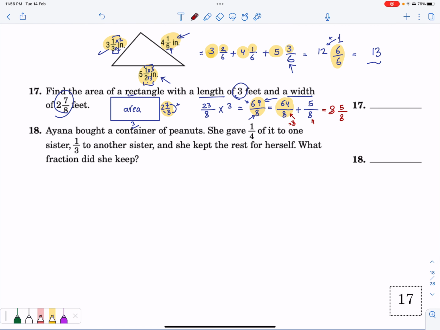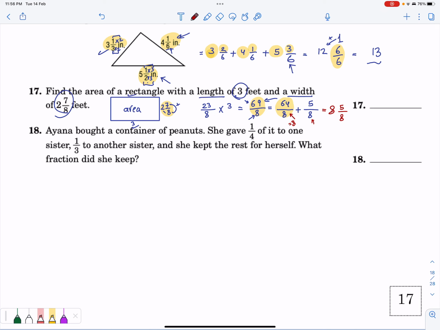Question 18 says, Ayana bought a container of peanuts. She gave 1 over 4 of it to one sister, 1/3 to another sister, and she kept the rest for herself. What fraction did she keep?